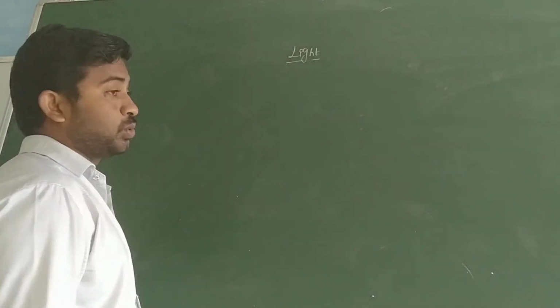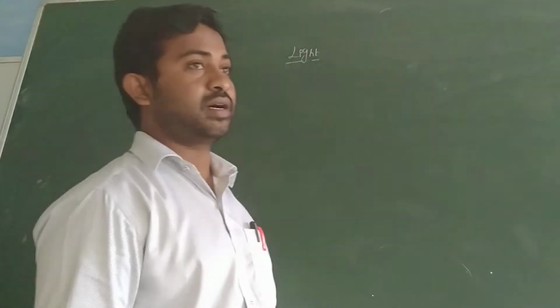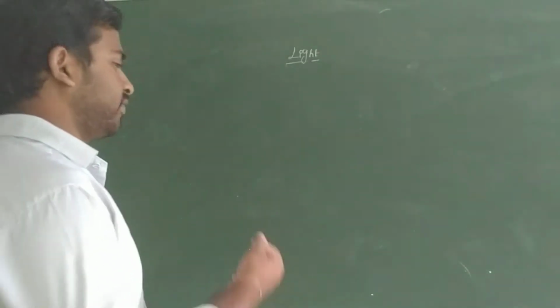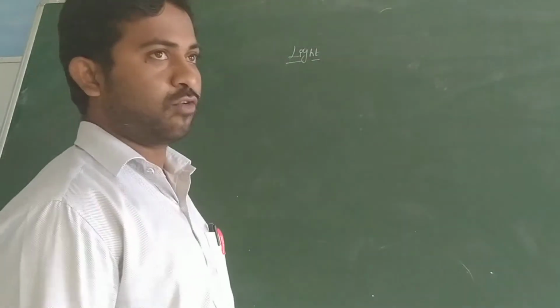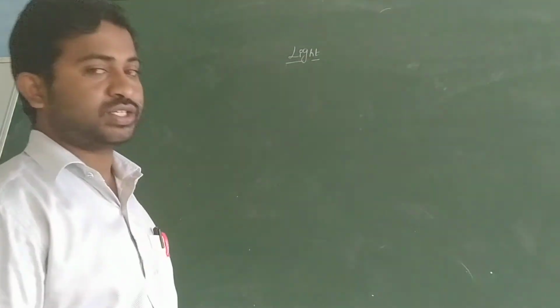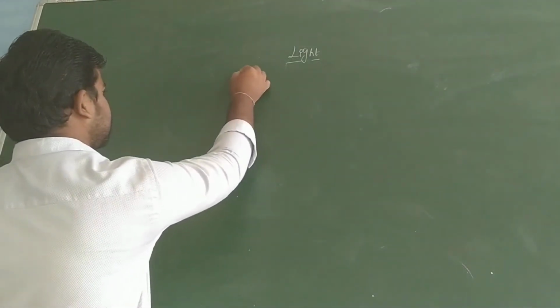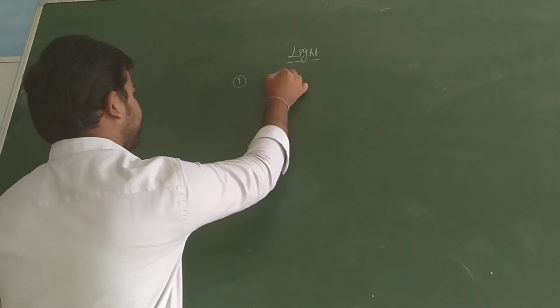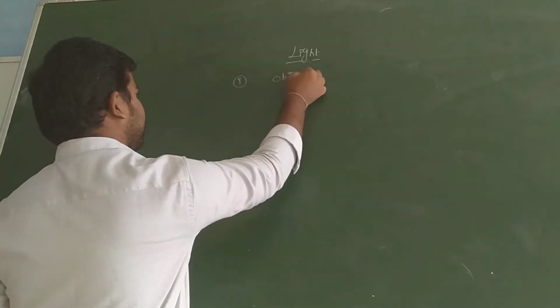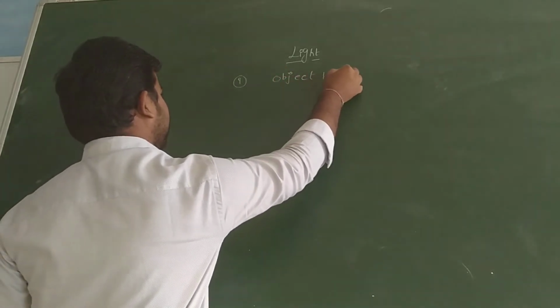So today I am going to discuss image formation by a concave mirror with the object at different positions. When I keep an object at a different position, where will the image be formed, and what is the nature of the image? That I am going to discuss with you, dear students. The first one is the object kept at infinity.